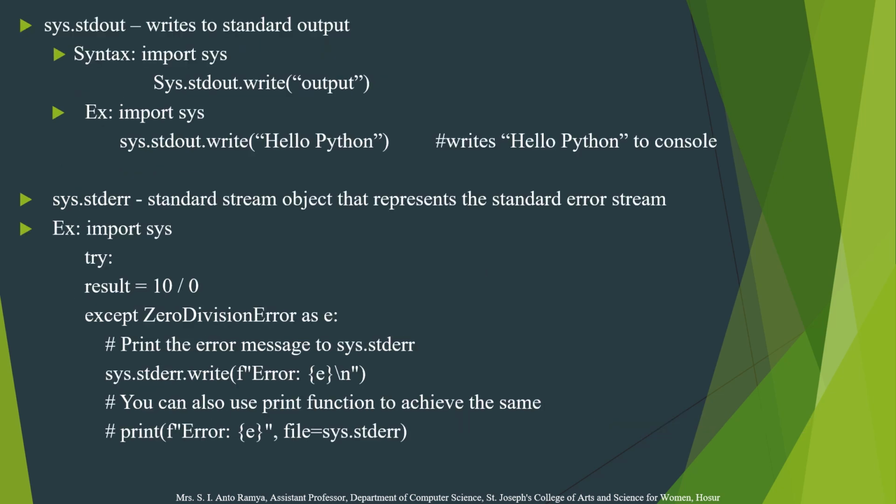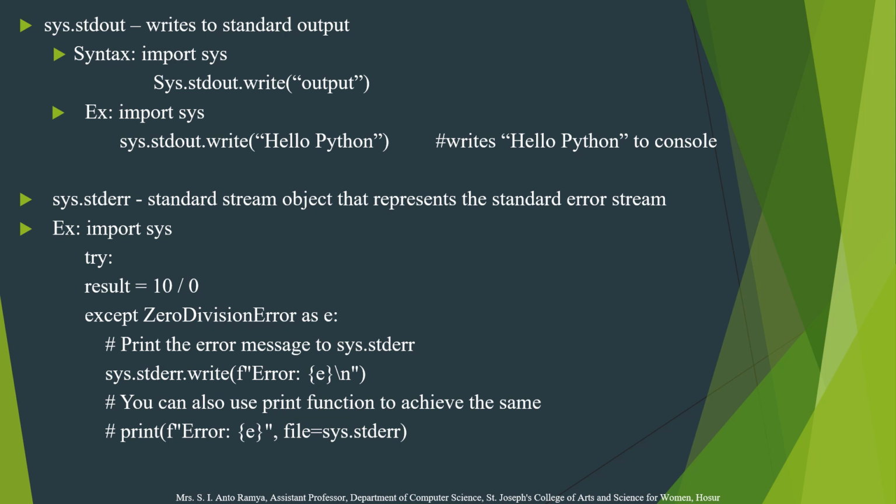Next one, sys.stdout. The same thing, it is used for writing into standard output. The syntax is import sys, sys.stdout.write(output). Example: import sys, sys.stdout.write("hello Python"). So this will be written to the console. It is not going to write into a file.